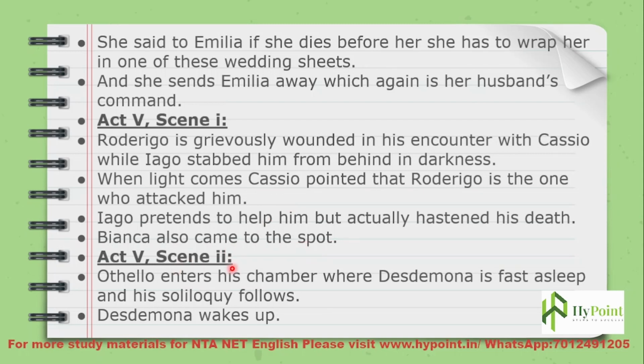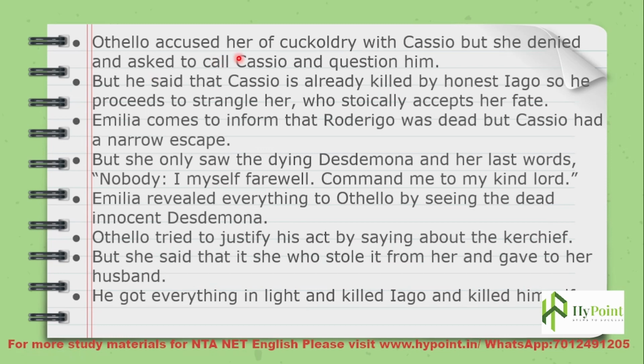Act 5, Scene 2. Othello enters the chamber where Desdemona is fast asleep, and the light follows. So Othello comes to the chamber of Desdemona, and she was sleeping there, and the light follows, and by hearing his voice Desdemona wakes up. Othello accuses her of cuckoldry with Cassio, but she denies it and asks him to call Cassio and question him.